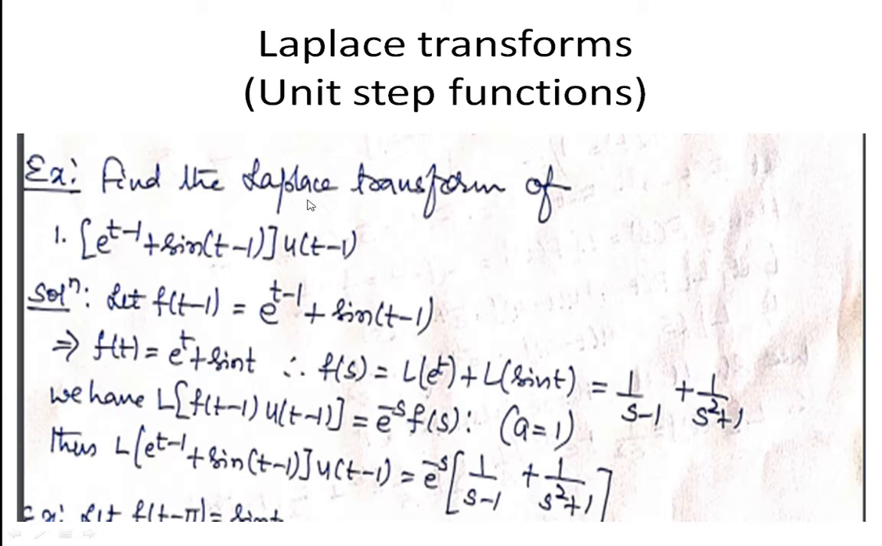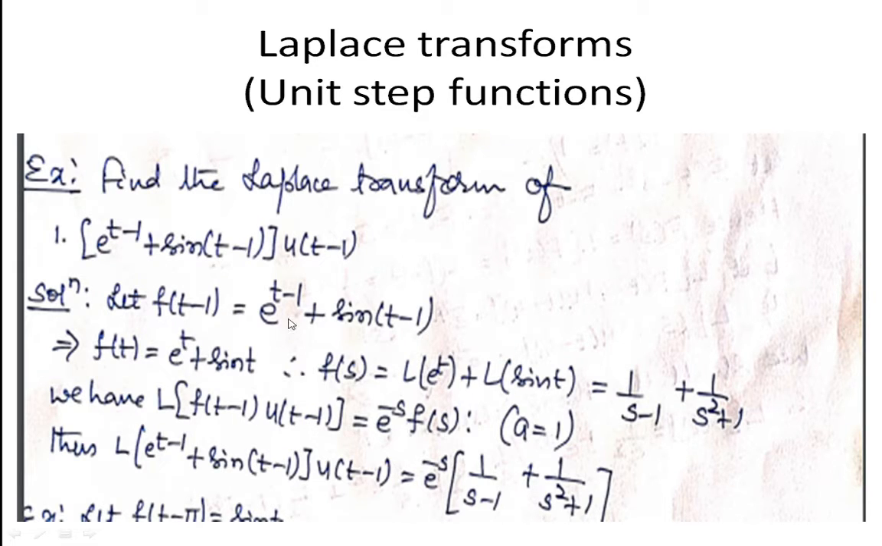Let me take one simple example. Find the Laplace transformation of e to the power t minus 1 plus sin of t minus 1 into u of t minus 1. Therefore, refer here whether it is in the standard form. Whatever t minus 1 is present here, the same t minus 1 is represented by u of t minus 1. Refer, this is a very important step. That's why I chose this example. Then L of f of t minus 1 is equal to the bracketed term e to the power t minus 1 plus sin of t minus 1.